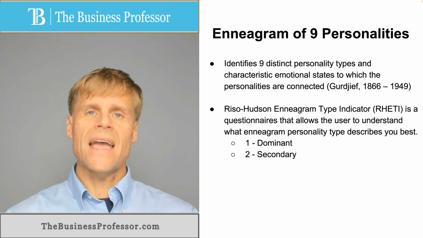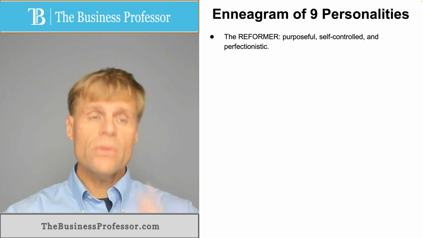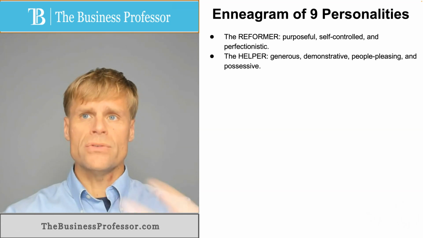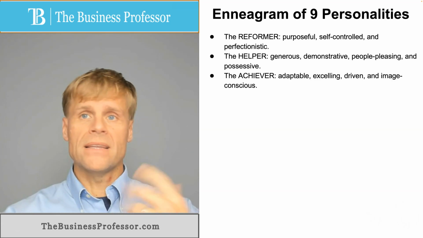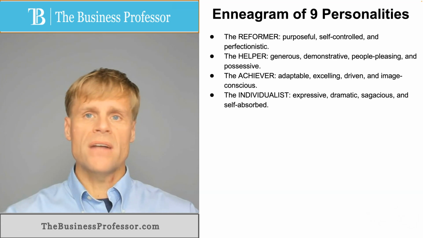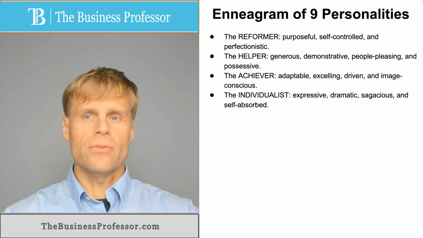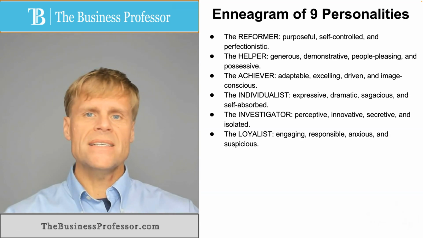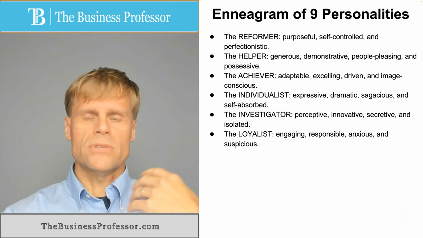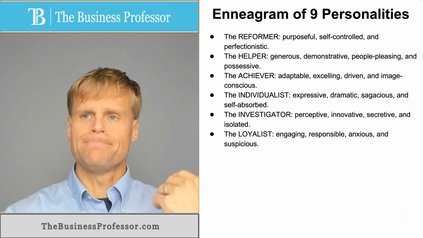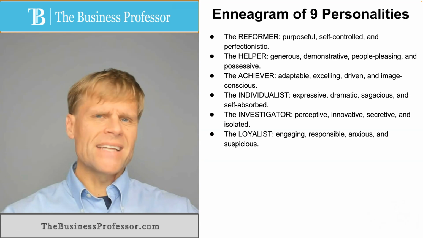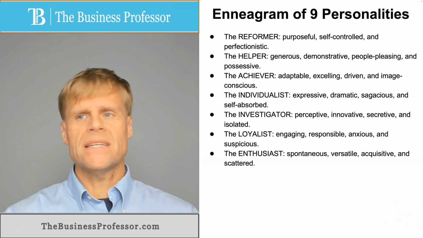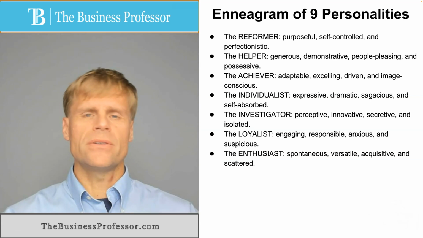So let's look first at the different personality types. First, the reformer: purposeful, self-controlled, and perfectionistic. The helper: generous, demonstrative, people-pleasing. The achiever: adaptable, excelling, image-conscious. The individualist: dramatic, self-absorbed but expressive. The investigator: very innovative but secretive and isolated. The loyalist: engaging in responsible behavior, but oftentimes anxious and suspicious in nature. The enthusiast tends to be spontaneous, versatile, but can be scattered at times.